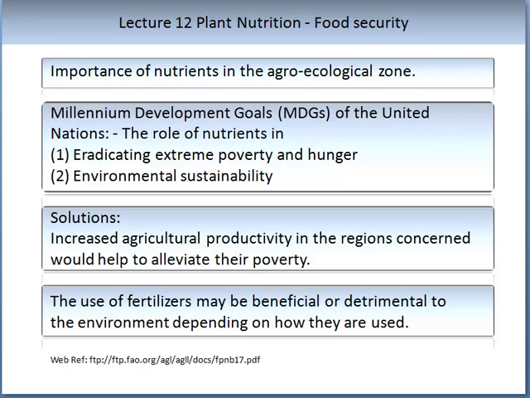The availability of mineral nutrients for agriculture is an issue of food security. It is important to understand how nutrients are in the agroecological zone. The Millennium Development Goals, developed from the MDGs, identify the role of nutrients in stopping poverty and world hunger and in obtaining environmental sustainability. The solution proposed in this report was that increased agricultural productivity in the regions concerned would help to alleviate their poverty. The use of fertilizers may be beneficial or detrimental to the environment depending on how they are used. It is important to understand these relationships and get this right.